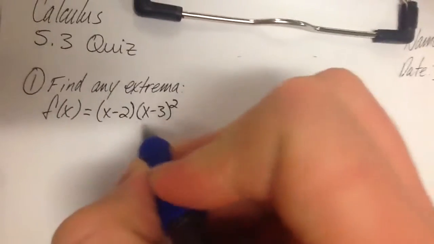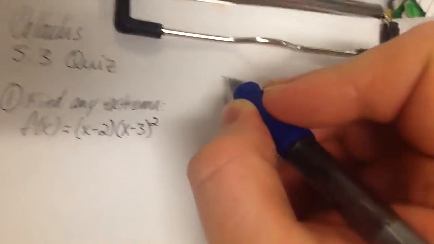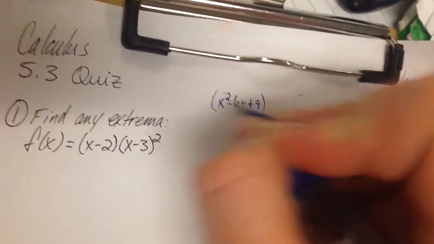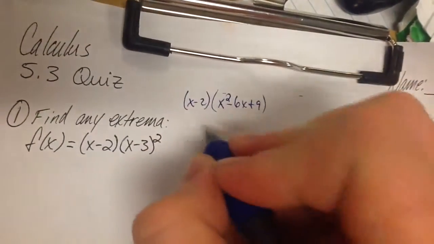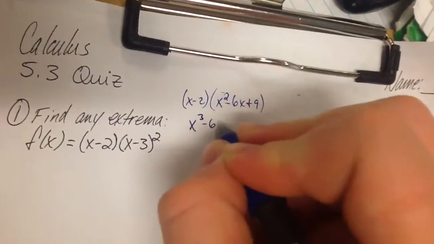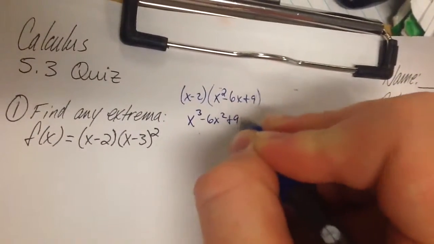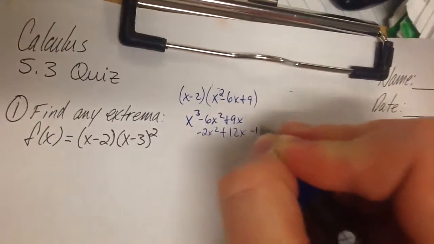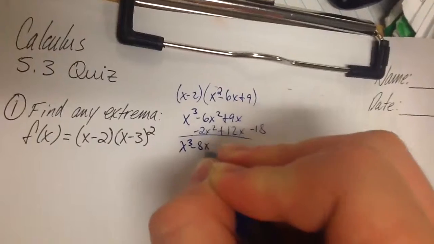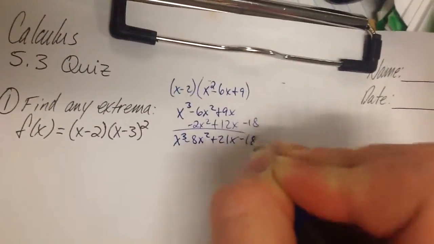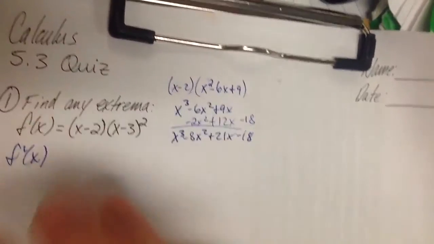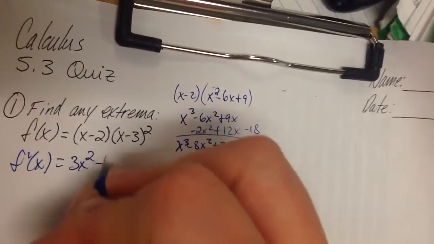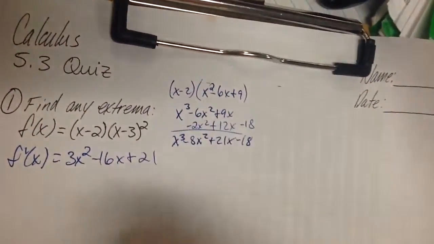Let's see. I know that squared is, I'm gonna go up here because I don't have much room. X minus 3 squared is x squared minus 6x plus 9. Multiply that by x minus 2, that'd be x to the third minus 6x squared plus 9x minus 2x squared plus 12x minus 18. So x to the third minus 8x squared plus 21x minus 18. So the derivative, look how that's coming up, 3x squared minus 16x plus 21. Yeah, I remember that now.